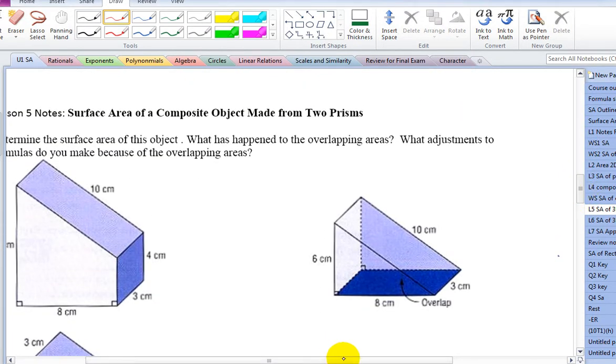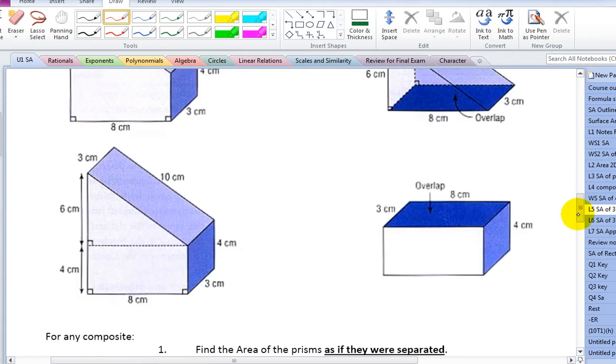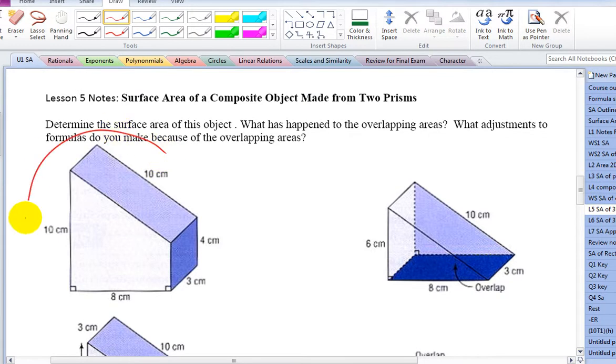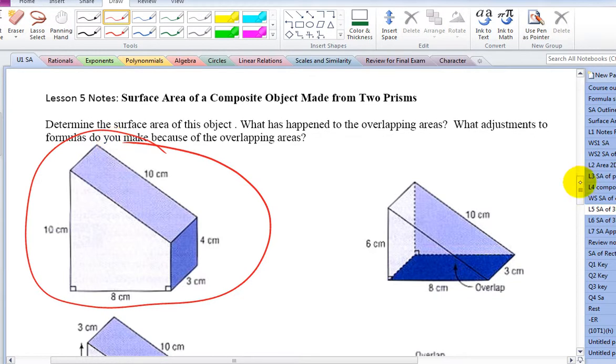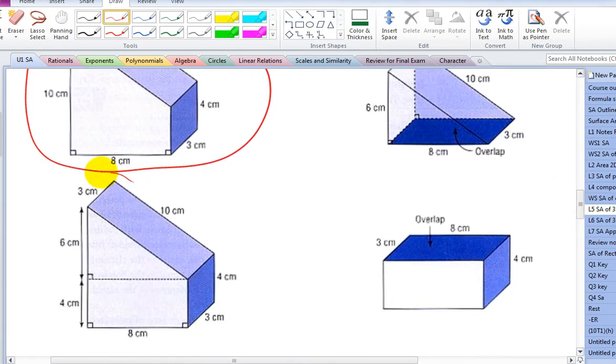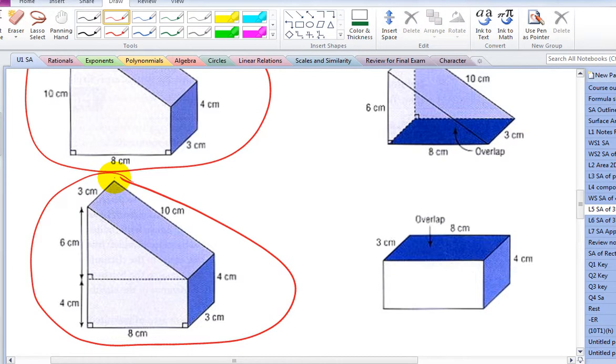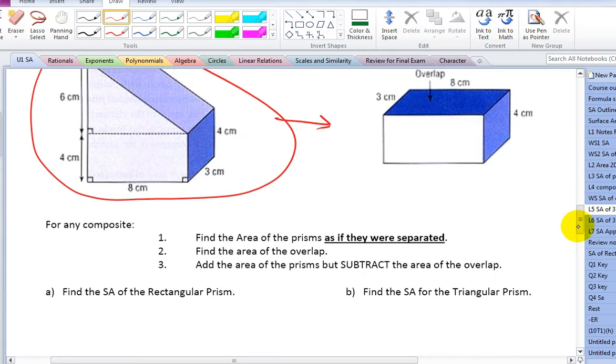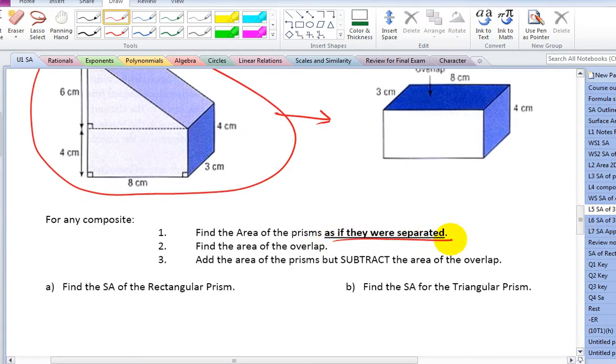Okay. Good. So, this is our starting shape right here. Okay. It's this type of block. Now what we're going to do is cut that into 2 blocks. One's a triangular prism up top, and the other one is a rectangular prism down below. Just to get started, again, there's more than one way to do this, we're going to find the area of the prisms as if they were separated. Okay. So we find the surface area of the rectangular prism, find the surface area of the triangular prism.